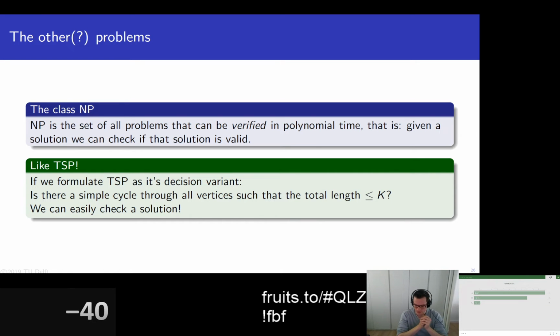For example, if we take TSP from last week, the question was, what is a simple cycle through all vertices with the smallest total length? But if we make it a decision variant, is there a simple cycle through all vertices with a total length less than or equal to k? Now, if you give me one of these cycles, I can check that this is indeed a cycle through all vertices with a length smaller or equal to k.